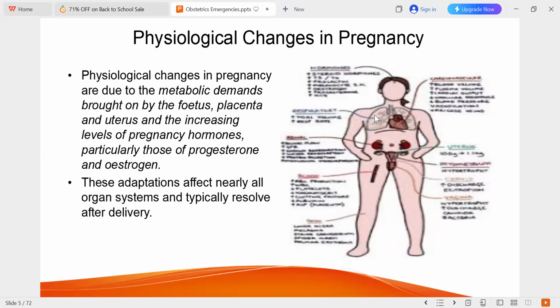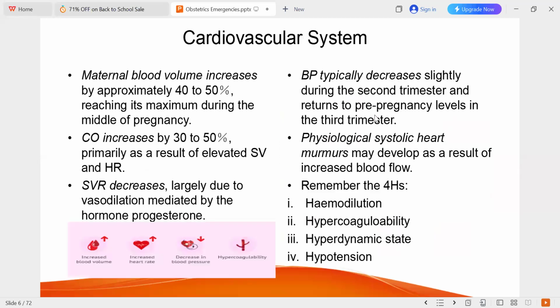So it's brought on by the pregnancy state, due to the presence of the fetus, the placenta, the uterus, and the increasing levels of pregnancy hormones. If you look at this, you see that virtually all the organ systems are affected. We look at them one by one.